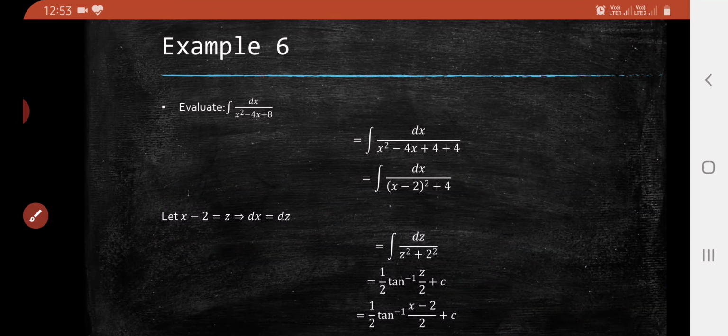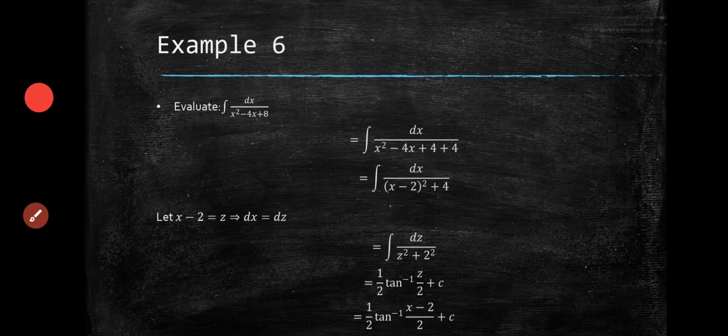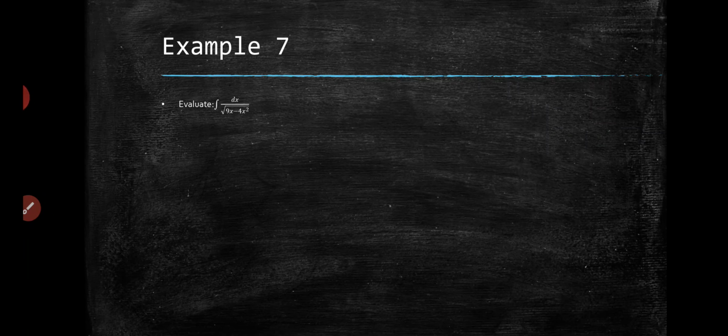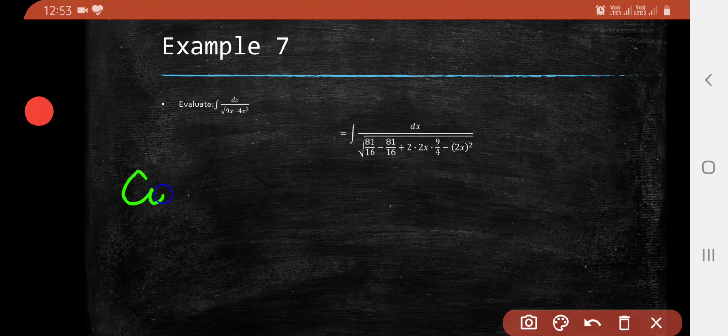Fine. Next, number 7. Integration dx by under root 9x minus 4x square. So this is also again in one of those forms. So here what to do? I have to bring that whole square form. Now this is something you have done in your junior classes, something known as completing the square.